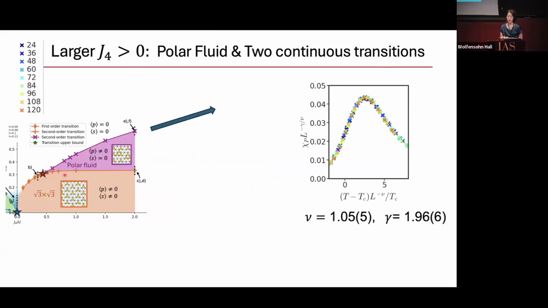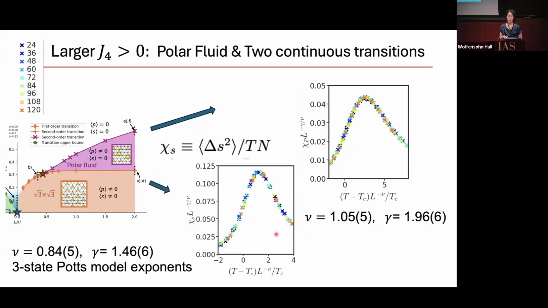Now to look at the exponent, we calculate the susceptibility. Because what is disappearing is polarization, we look at the polarization susceptibility, and this beautiful scaling collapse gives us this set of exponents. Down here, as we develop the charge order, we once again look at the susceptibility and a scaling collapse, and that yields this set of exponents.